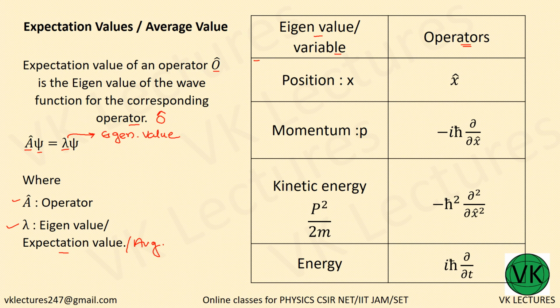Here are a few variables and corresponding operators. For position we have x as the variable and x cap as the operator. Momentum p, with operator minus i h cross dou by dou x. The kinetic energy p square by 2m, which as an operator we can write as minus h cross square by 2m, dou square by dou x square. Here you need to divide by 2m also. This is kinetic energy.